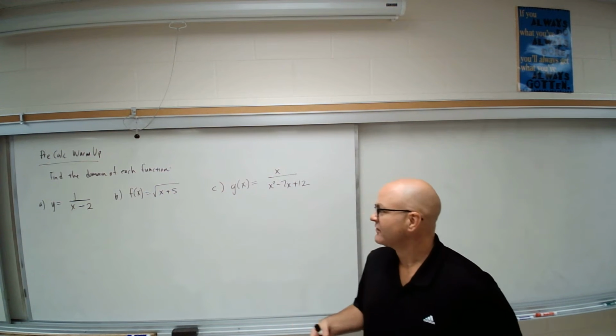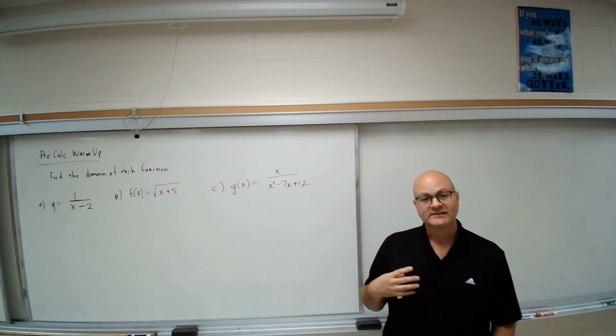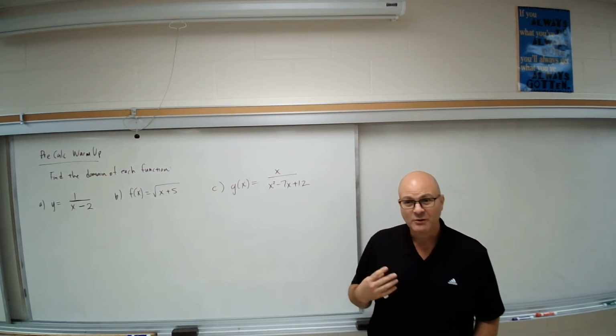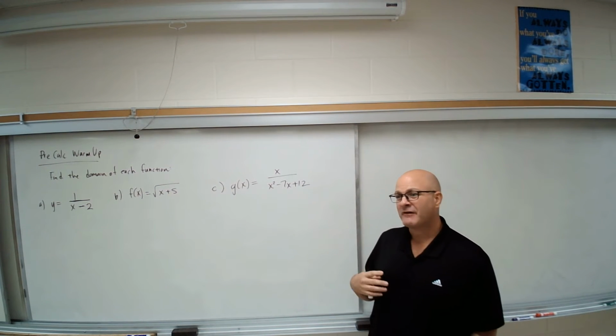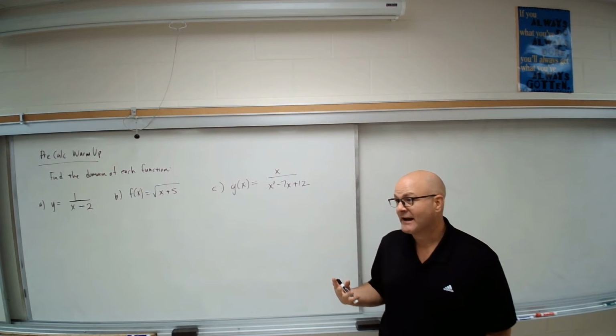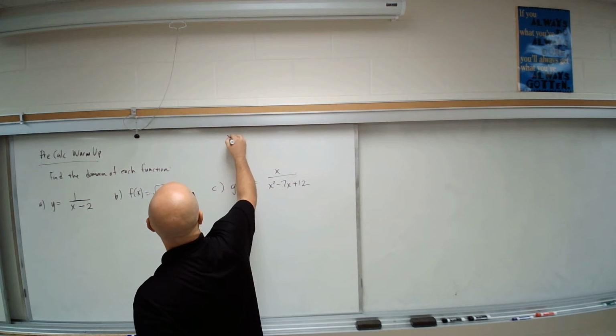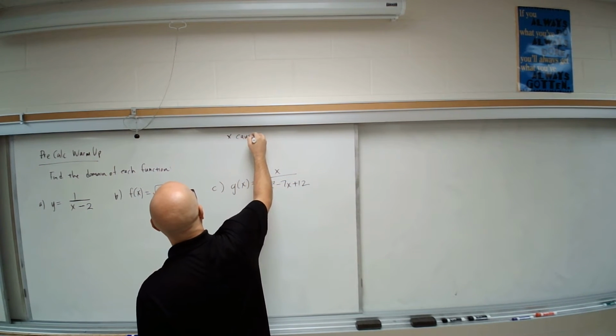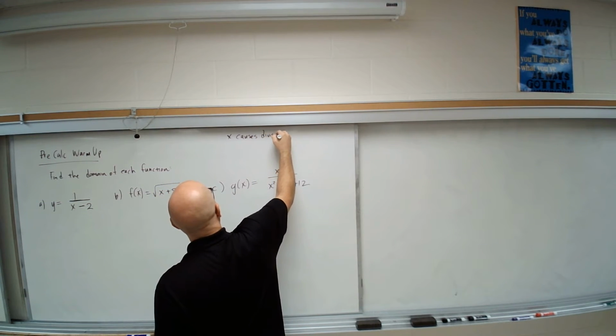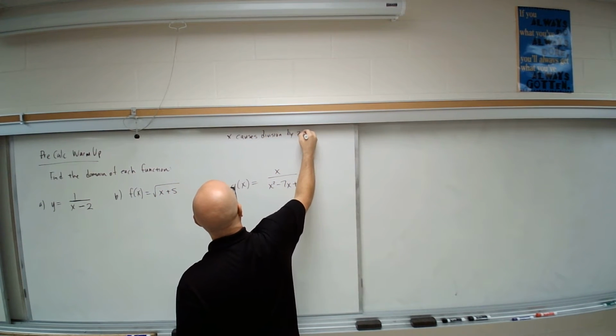To end class yesterday, we talked about there were 4 reasons that domain has to be restricted. Okay, 2 of them, logarithms and trig functions, we're really not going to run across right now. But the other 2 we are going to run across. And the first is the x causes division by 0, which is not a thing that we can do.